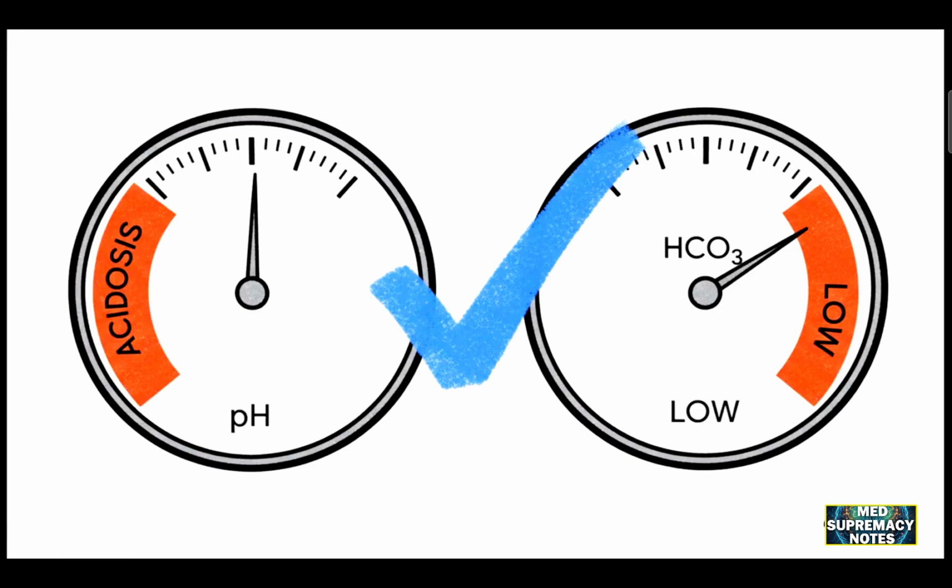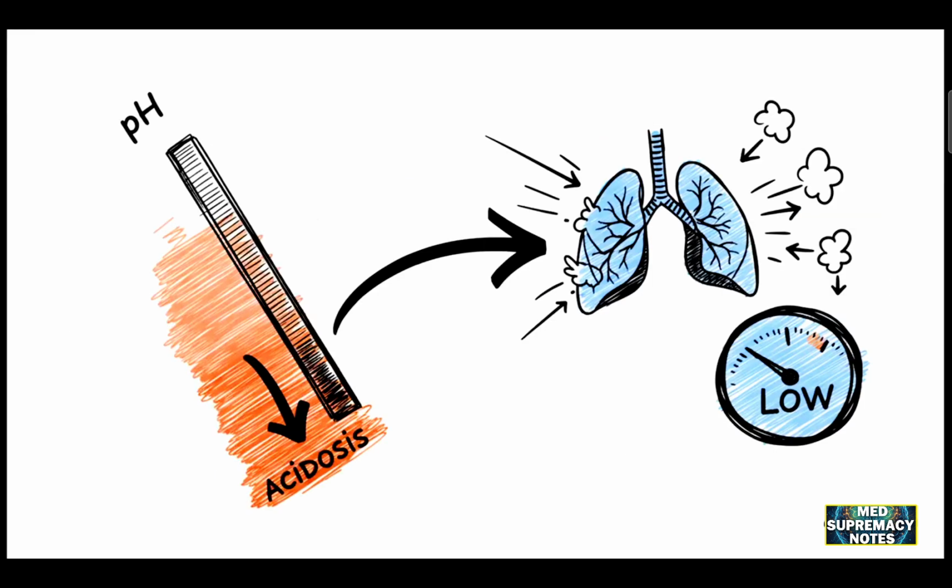So let's run our method again with these new numbers. Well, steps 1 and 2 are exactly the same as our last case. A pH of 7.21 is still acidosis, and a low HCO3 of 18 still confirms the cause is metabolic acidosis. But here's the twist, right here in step 3. The PCO2 is now 28, which is low. So why would that happen?